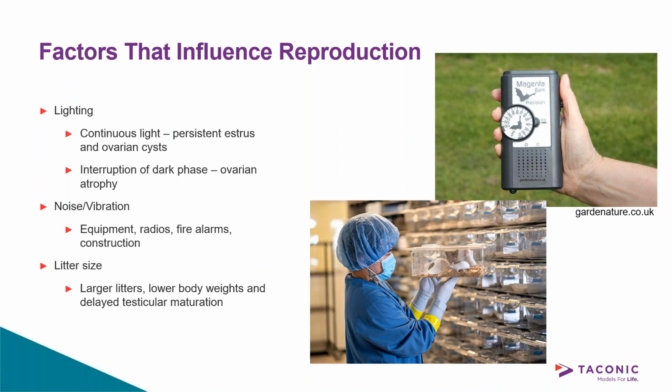And then litter size is another factor that can influence reproduction, in that animals that were born from larger litters with lower body weights also had delayed testicular maturation, so they didn't come into puberty as early. So you could see a delay in some litters if you're setting up males that fall under that category.